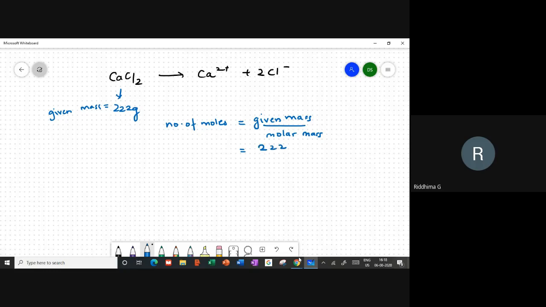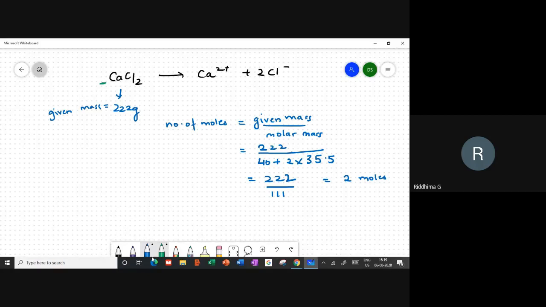So this is nothing but 222 by, I'll write it separately, for calcium 40 plus 2 atoms of chlorine combined, right? So it will be 2 into 35.5, correct? So this will be nothing but 222 by 111. This gives you 2 moles, correct? Okay, but here this equation shows that 1 mole of CaCl2, right? Why am I saying it's 1 mole? Because there is nothing in front of CaCl2, correct? So it will be 1 mole. If there is no number, we consider it as 1 mole.